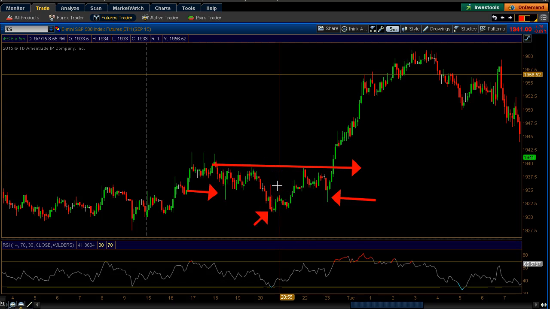Inverse head and shoulders are pretty much where price makes a low, we rally to a resistance level, we make a lower low, we rally back to that same resistance level, which is the neckline, pull back, but this time we make a higher low, right? Which is usually around the same level as the other shoulder, right? So you have a shoulder, head, shoulder, and then price breaks up.